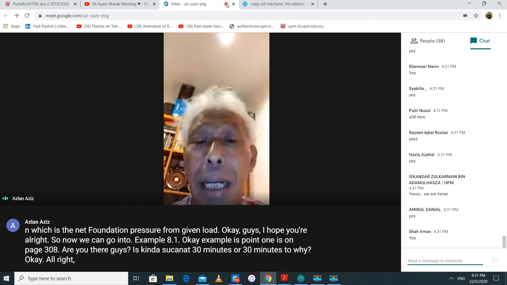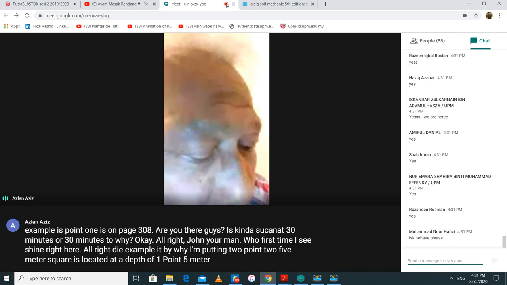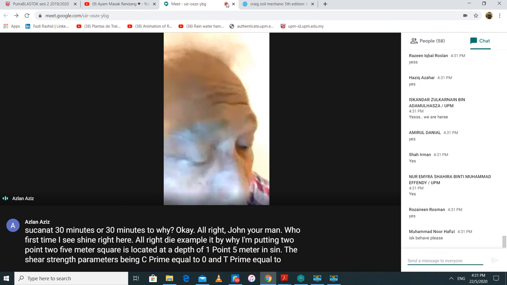All right. Now, example 8.1. A footing 2.25 meters square is located at a depth of 1.5 meter in sand. The shear strength parameters being C prime equals 0 and phi prime equals 38 degrees.